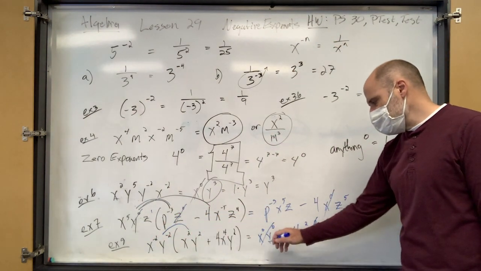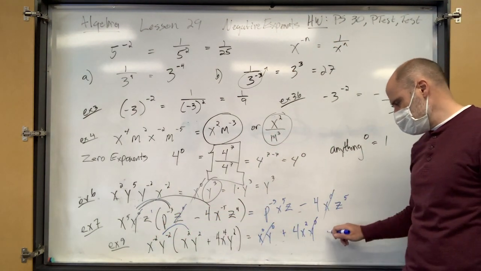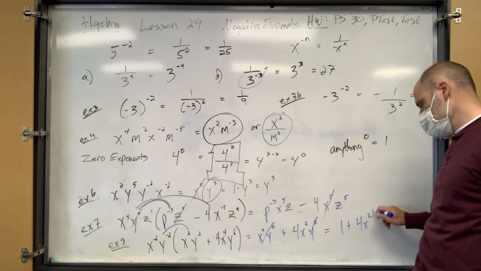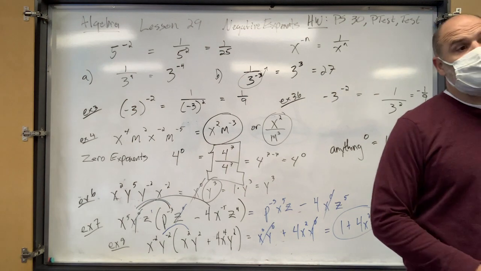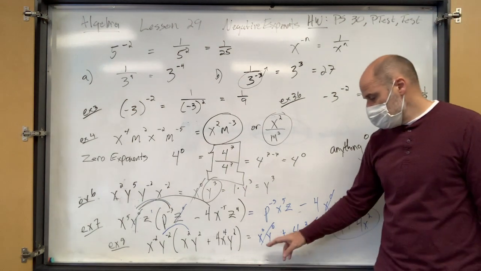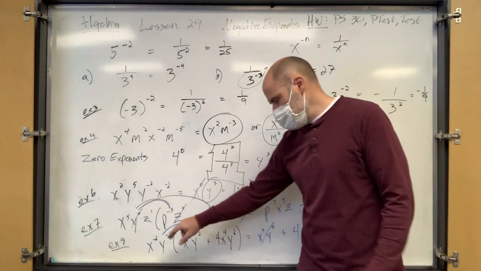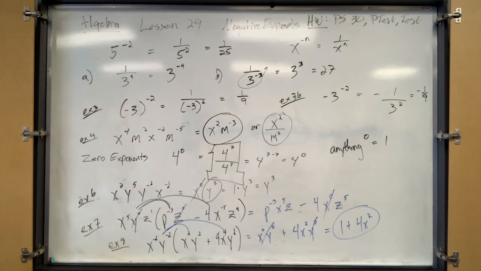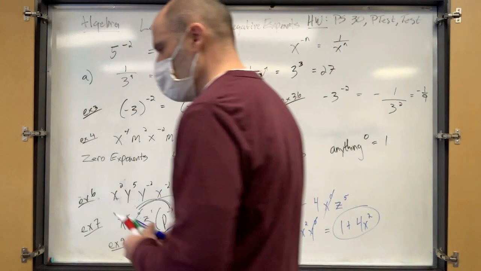Well, this doesn't cancel to 0. This isn't the answer. The answer is 1 plus 4x squared. So that is a very common mistake, to just cancel that and just multiply these two. Well, no. If everything cancels with 0 exponents, then you still need a 1 there. Okay? Can you remember that? Awesome. All right. Let's move on to lesson 30.